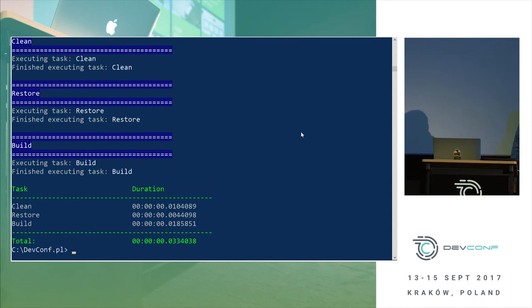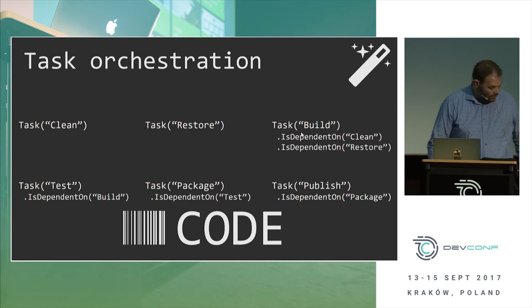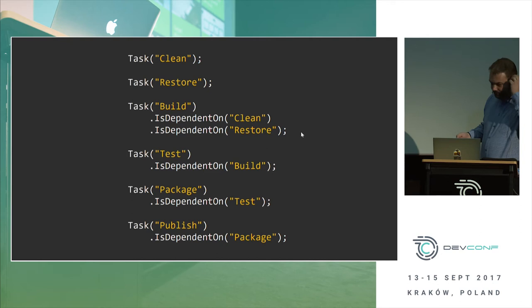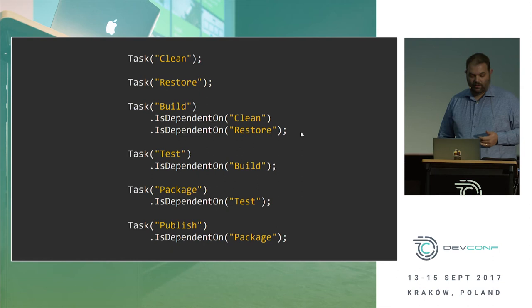We can see that it did the whole thing for me. So before we build, it did the restore, the clean, and it reverses the dependency graph to do it in the correct order. So this can be like a complete example, currently it doesn't do anything, but we have defined the dependency graph. First we have a clean, restore, build, and we set what each task is dependent on.